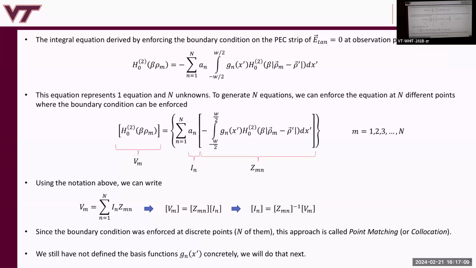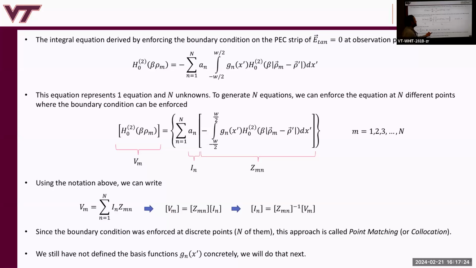Since the boundary condition was enforced at n discrete points, the approach is called point matching. We're only matching the left- and right-hand sides at different discrete points. Point matching, collocation.